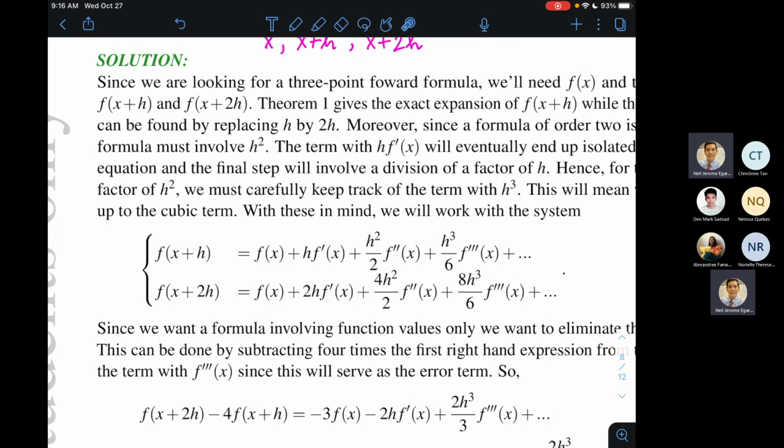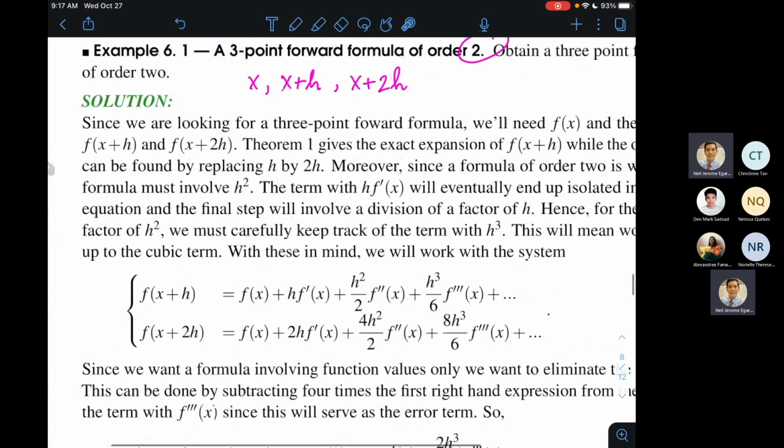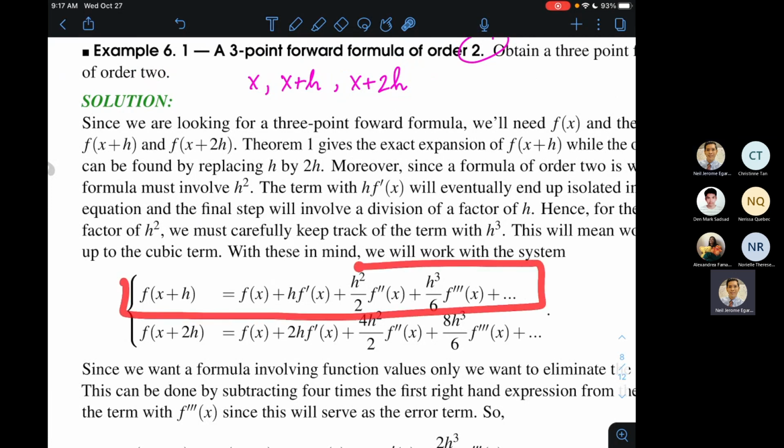kailangan natin yung expansion para kay f of x plus 2h. Kasi remember, 3-point formula na resolve natin kanina na kailangan natin yung f of x plus 2h. Now, how do we get the expansion for f of x plus 2h? Well, we start here. Okay?